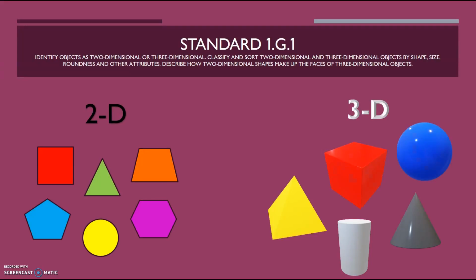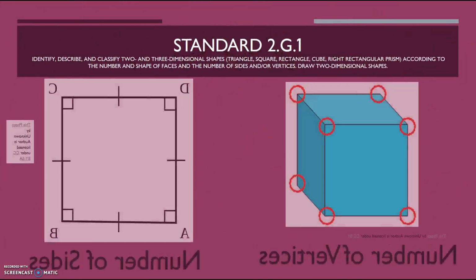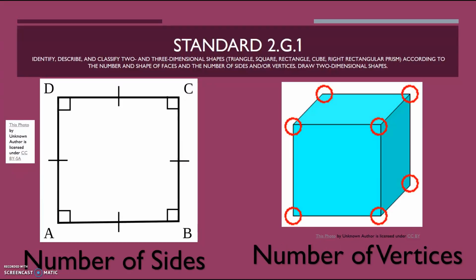The standard for first grade is to identify which shapes are 2D and which shapes are 3D. And for second grade, they need to differentiate between 2D and 3D shapes based on the number and shape of faces, and so on and so forth.